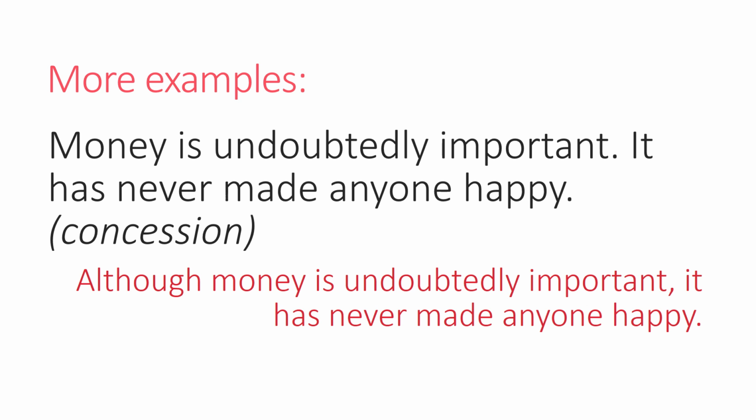So in this case, placing the subordinate conjunction at the beginning is more correct because the sentence with lesser importance is the fact that money is undoubtedly important, because you want to highlight that despite this, money has never made anyone happy. So placing it at the beginning does the trick. We concede to this fact, and the main idea is that it has never made anyone happy.